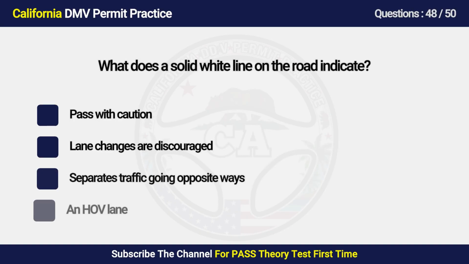Question 48. What does a solid white line on the road indicate? A. Pass with caution. B. Lane changes are discouraged. C. Separates traffic going opposite ways. D. Bike lane.